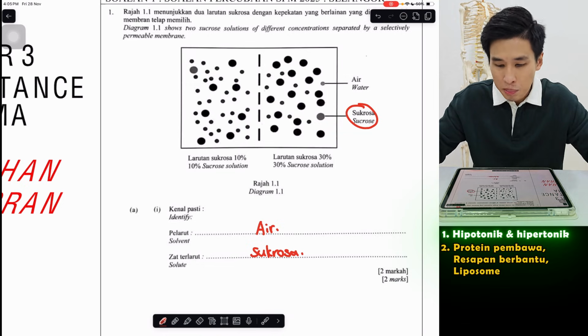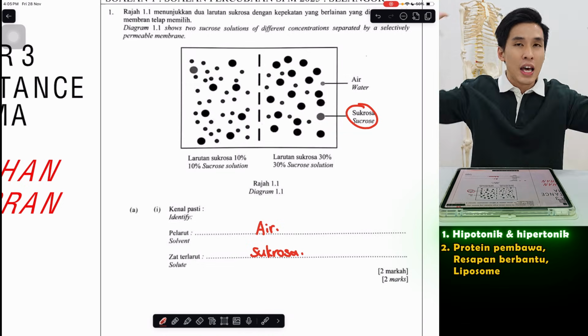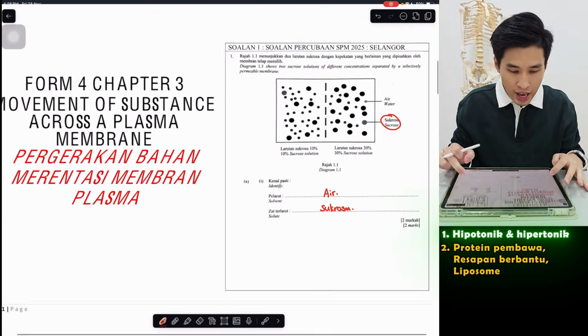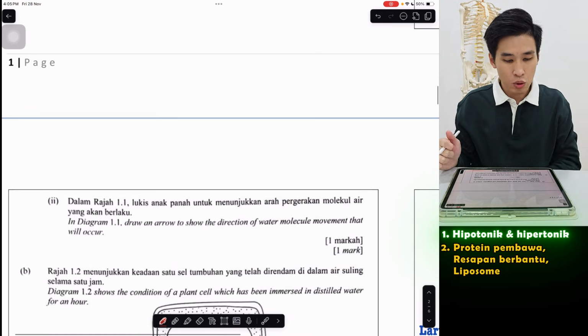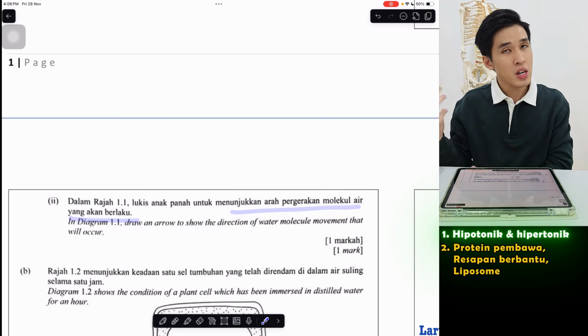Alright, this one I think I don't need to explain much lah. Quite simple. Pelarut in biology is mainly water. Water can melarut almost everything in this world. So that's why we call it pelarut semesta, universal solvent. And they ask, dalam Rajah 1.1, lukiskan anak panah untuk menunjukkan arah pergerakan molekul air yang akan berlaku.